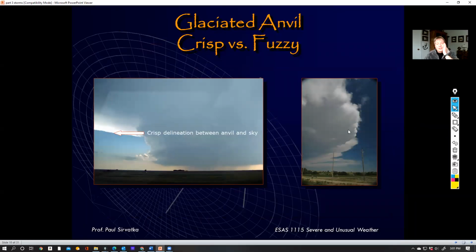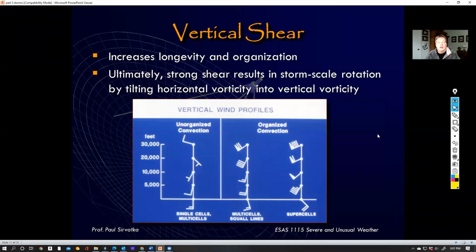Now, the anvil itself, even though it's glaciated, if I take a look here, notice that I'm going from anvil to sky. It's like I could draw a line, like an X-Acto knife, cut it out. That, and I don't even know why it's like this, usually means that this storm is strong. And I just want you to kind of know that. If you ever go storm chasing with me, I'll always be looking for that. So these are very well-defined boundaries of the anvil. And that, in my mind, is just a good sign for a strong thunderstorm.